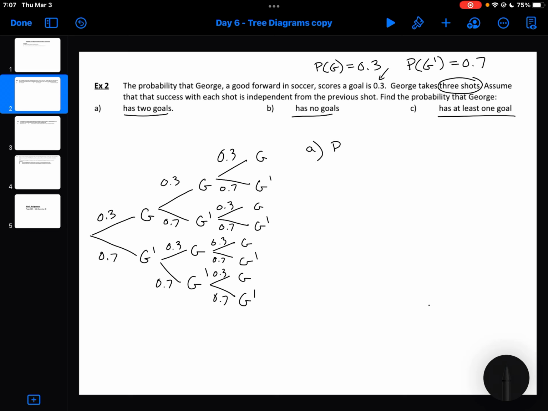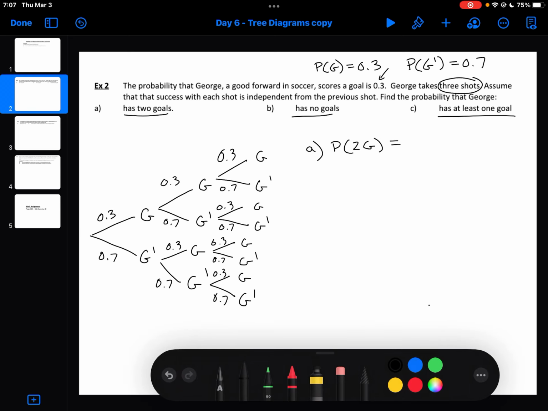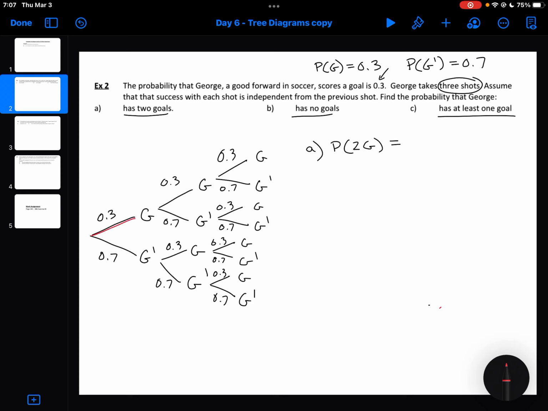So let's start with A right here. The probability that George gets 2 goals. So what I want to do is I'm going to take a look along my pathway here, and I'm going to mark these ones in red. So George can get a goal on his first and second one, and then not a goal on his third one. So that's one pathway. Or he could go goal, no goal, goal. Finally, his third option would be no goal, goal, and then goal, for the probability that he gets exactly 2 goals.